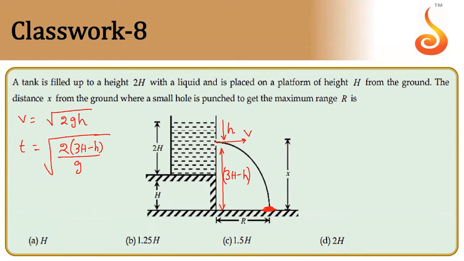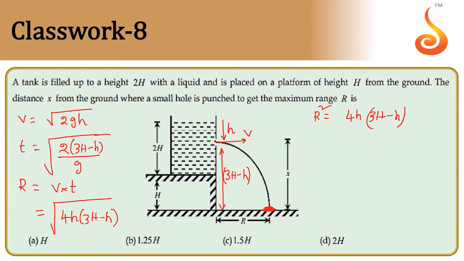Now, what is the horizontal range? Horizontal range is equal to v into t. When you multiply both of them, g gets cancelled. R square is equal to 4H into (3h minus H). When I multiply, 12hH minus 4H square.